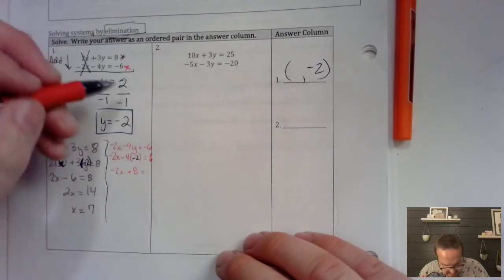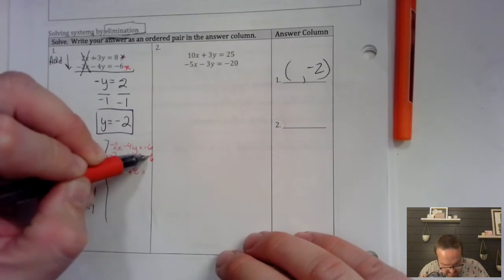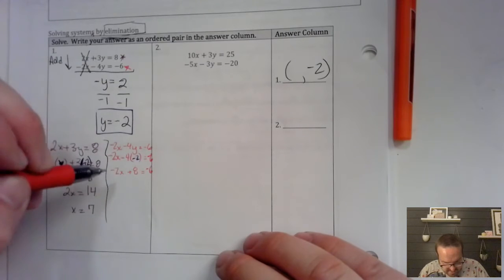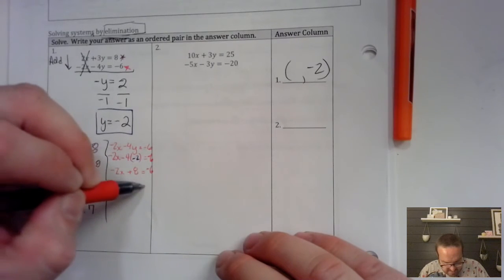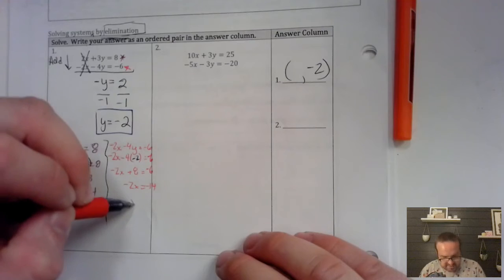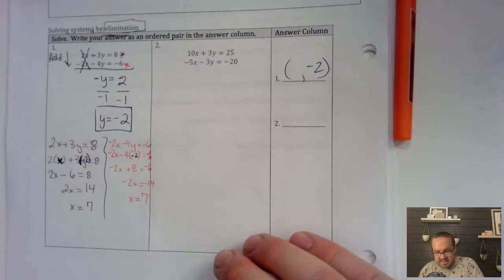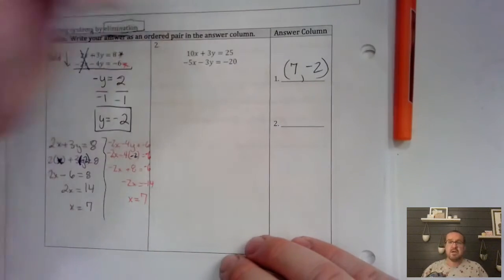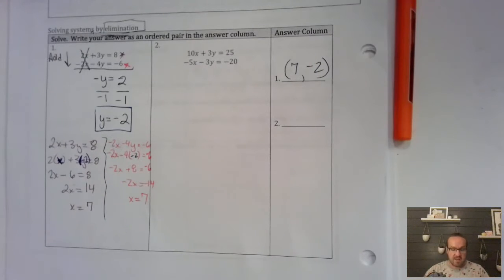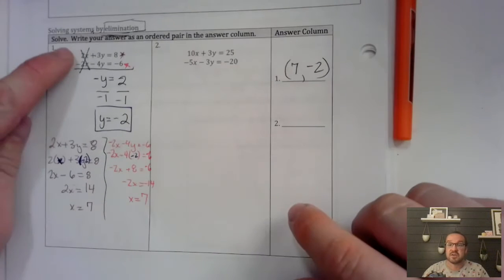There's another mistake. I didn't put that negative sign there. So now I can subtract 8. Negative 2x equals negative 14. And x equals positive 7. So that's the two answers right there. This method works when you have opposite numbers in front of the same letter.